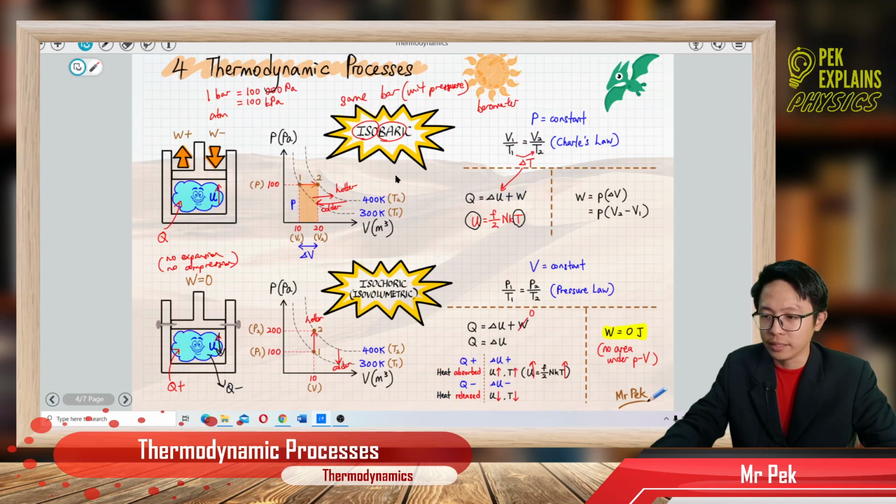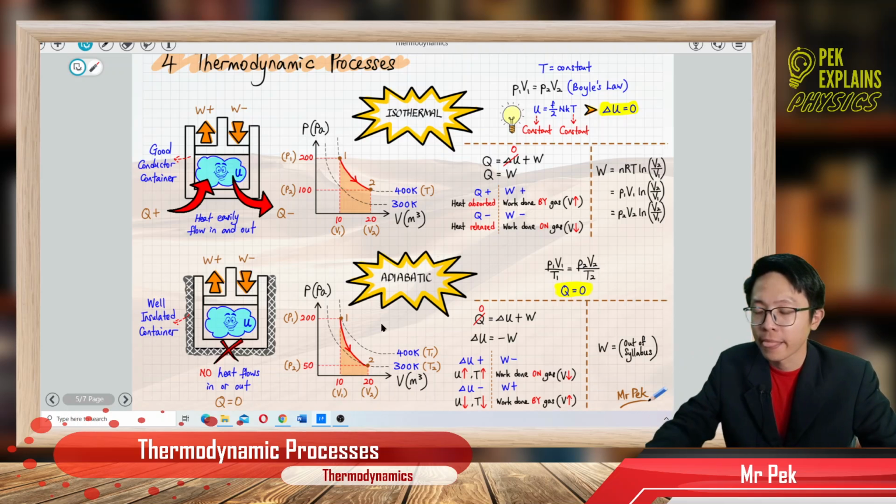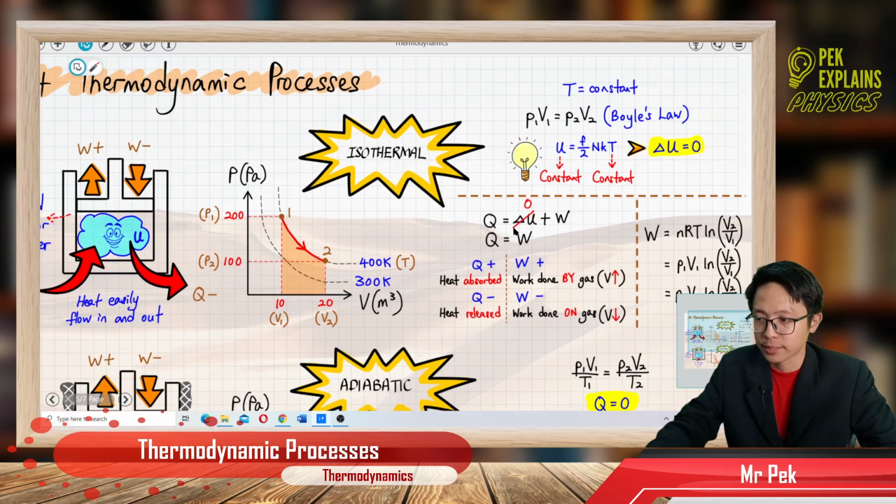Both of these are curves. Isobaric and isochoric processes are straight lines, horizontal line and vertical line. But isothermal process and adiabatic process, both of them are curves. Isothermal is a less steep curve, but adiabatic is a steeper curve. Okay. Now let us first look at the isothermal process.